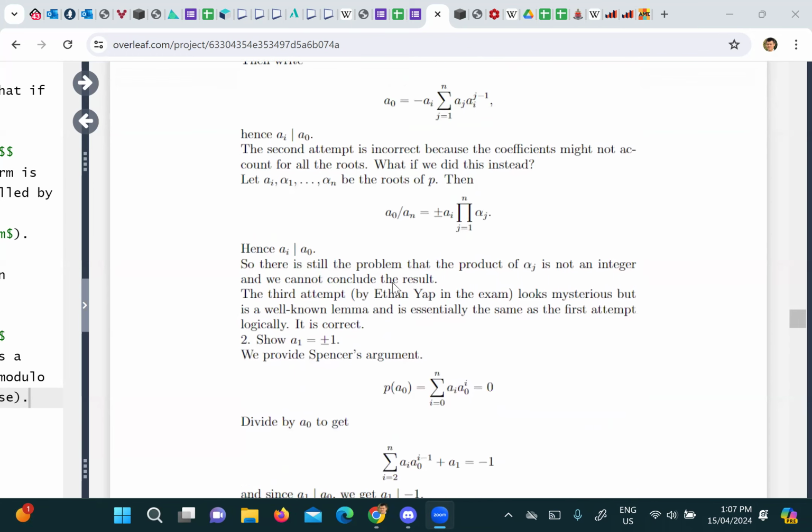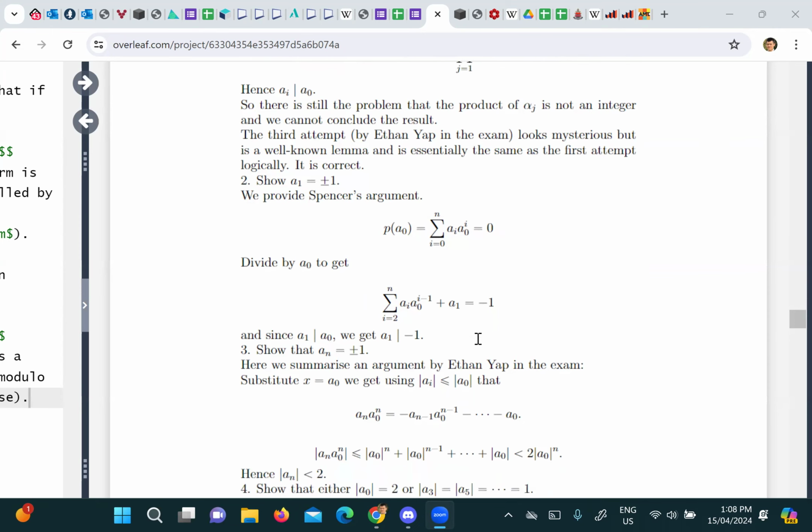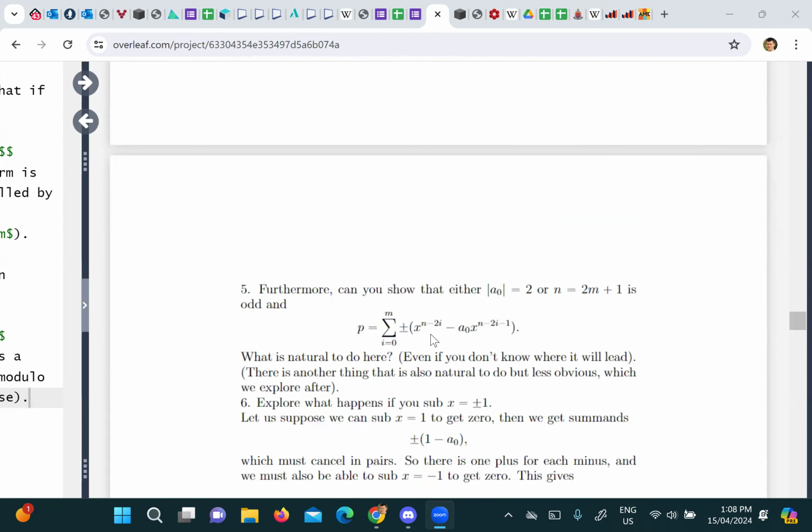So if you sub in the constant term, since everything will have a factor of the constant term, we can cancel that constant term, a naught, and then we get this equation with a1 by itself. But we know a1 divides the constant term, so it divides everything, so that means a1 divides 1. So then we get a1 is plus or minus 1.